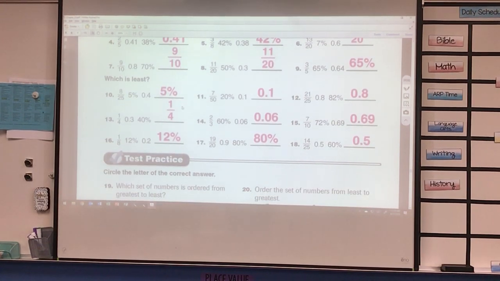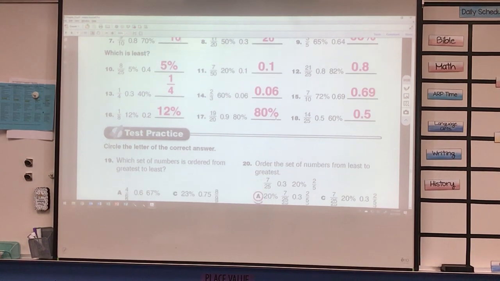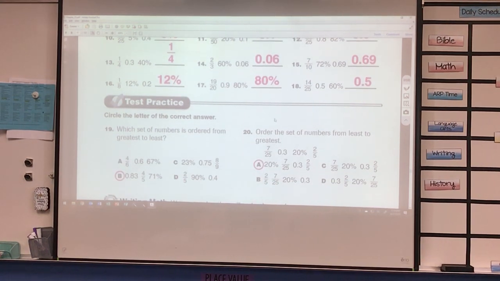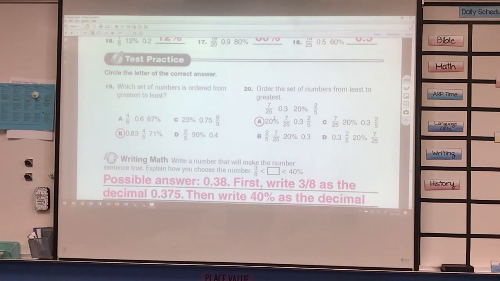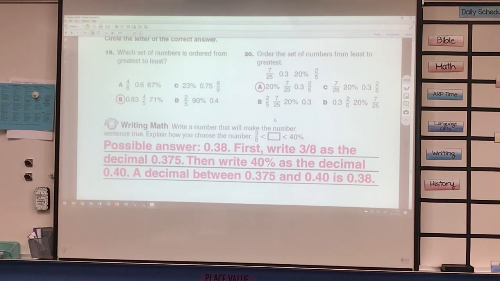Number 11 is 1/10. Number 12 is 8/10. Number 13 is 1/4. This is 6 hundredths. Number 15 is 69 hundredths. Number 16, 12%. Number 17, 80%. And 18, 0.5 or 5/10. Number 19 was B. Number 20 was A. And if you did the writing math, there you go. Okay, and if you have any questions or you don't know why you missed one, please let us know.